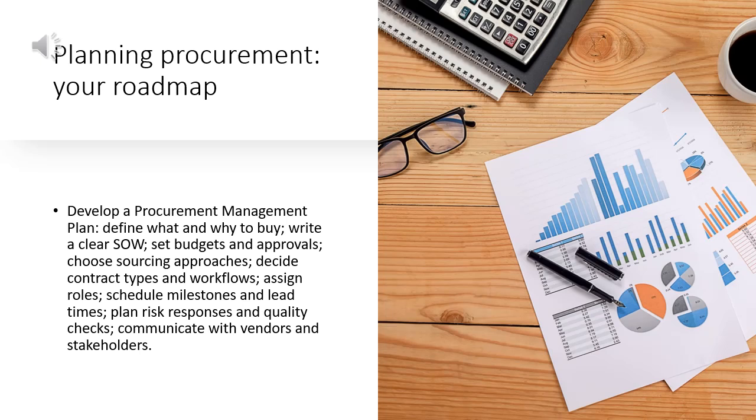Create a procurement management plan early. Define what you will buy and why. Specify the scope using a clear statement of work. Set budget ranges and funding approvals. Choose sourcing approaches that fit the market. Decide on contract types and approval workflows. Identify roles, including requesters and approvers. Define schedules, milestones, and lead times. Plan risk responses and quality checks. Prepare a communication plan for vendors and stakeholders.